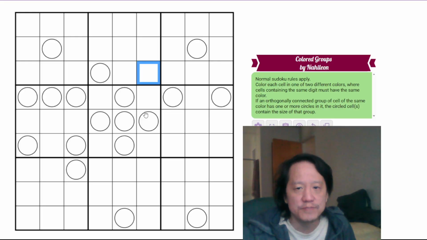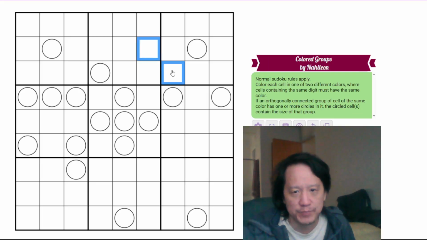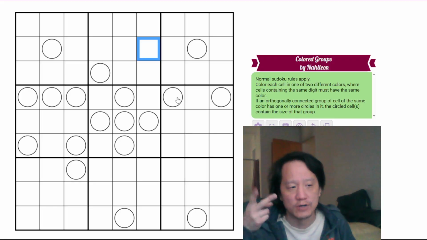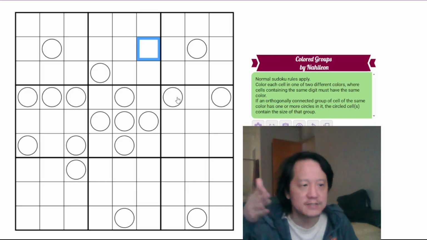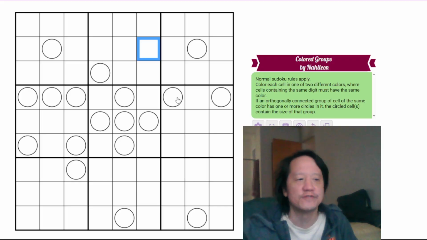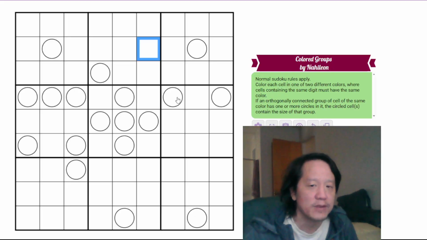So that means every digit which is the same digit must be the same color as all the other cells that have that digit in it. So every 1 is going to be the same color, every 2 is going to be the same color, and they must be colored in one of two colors for each digit. And so on. Every 3 is the same color, every 4 is the same color, etcetera.